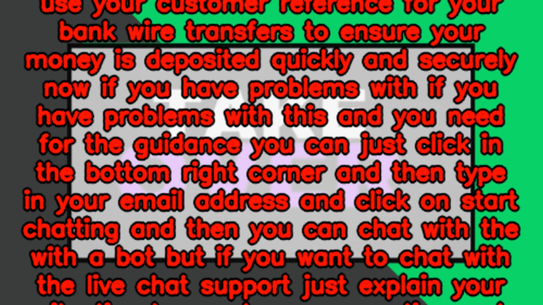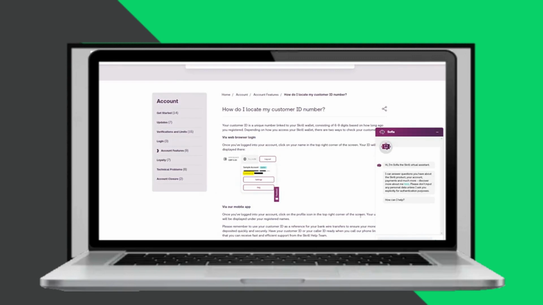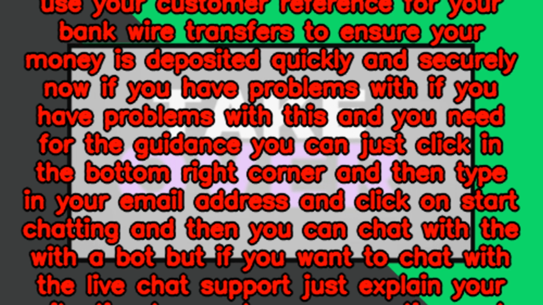securely. Now if you have problems with this and you need further guidance, you can just click in the bottom right corner and then type in your email address and click on Start Chatting, and then you can chat with a bot. But if you want to chat with the live chat support, just explain your situation here, ask a question and ask for help, because then you will be reconnected to the live chat support and an agent will be able to guide you through the process of finding your customer ID.